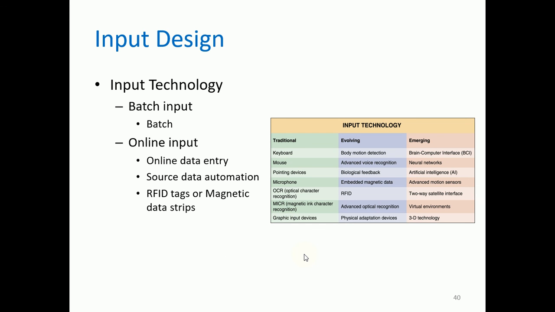Okay, next we have input technology. It could be a batch input by using batches. And then online input, we have online data entry. So for the forms, if there is an asterisk, it's a mandatory field, you have to fill it up. And then we also have source data automation by using barcode scanner, QR codes, or RFID tags or magnetic data strips.